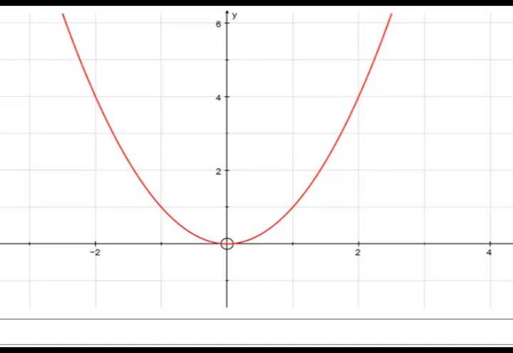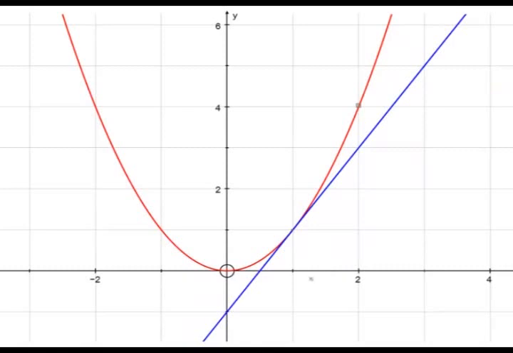We said the gradient of a curve at any point is the gradient of the tangent at that point. So here's a tangent to the curve at the point x is equal to 1. We can move the tangent to several points on the curve and you will notice the gradient is changing. It is not constant for a curve, but is different for different values of x. So if you wanted to know the gradient of a curve at a point, do you always have to draw the tangent? No, not really. Fortunately, there is a way of working out the gradient without having to draw the tangent.